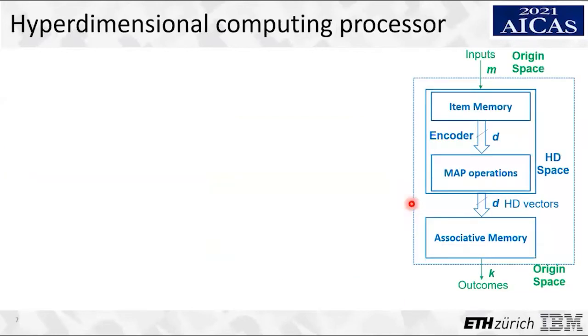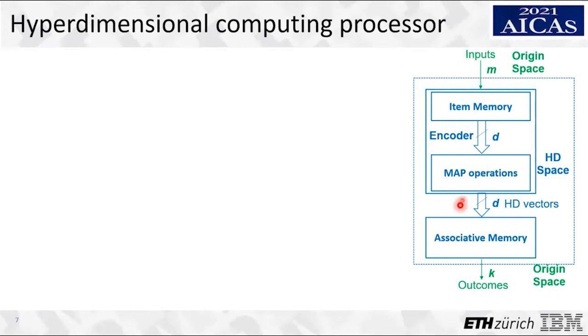So hyperdimensional computing, if you take it as a processor, consists of an encoding module and an associative memory module. The encoding module creates hyperdimensional vectors for input symbol sequences by applying permutation, multiplication, and addition operations on an array of basis item hypervectors that are stored in what we call an item memory. And each of these basis hypervectors represents a basis symbol in the origin space.